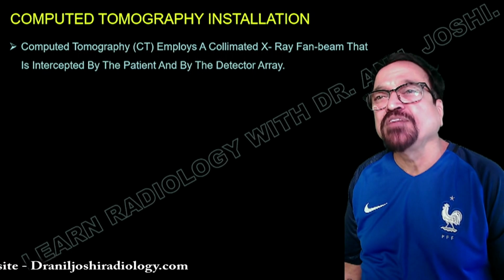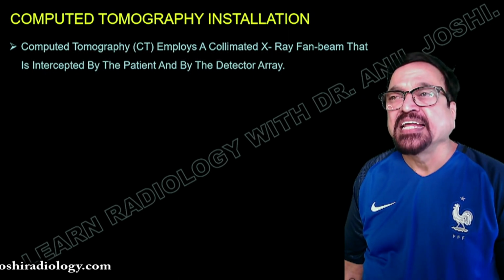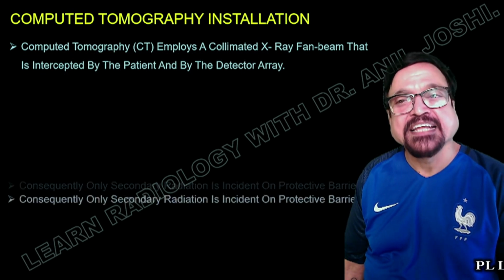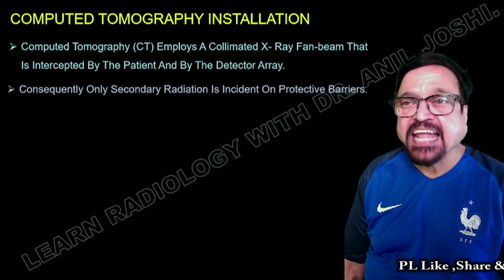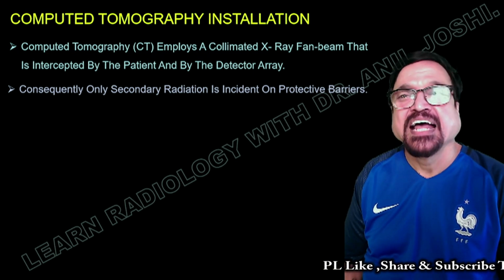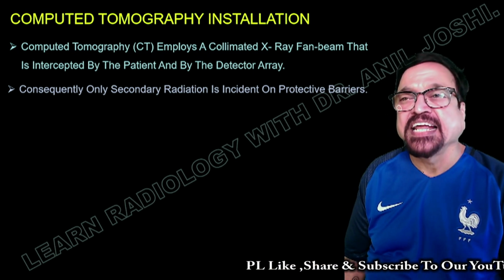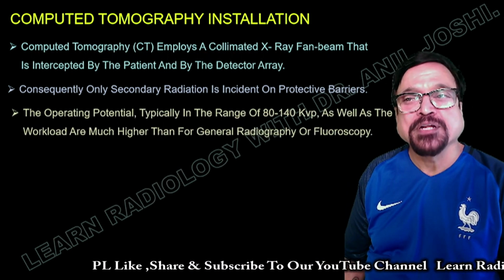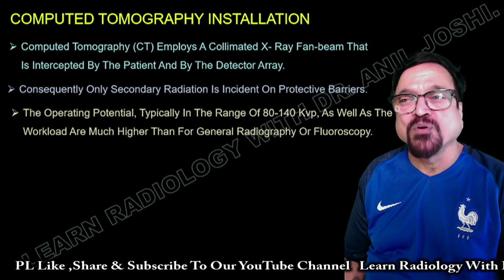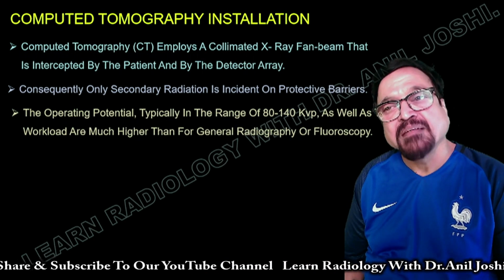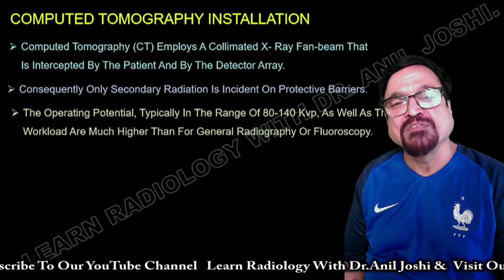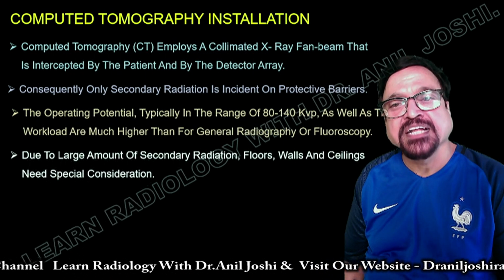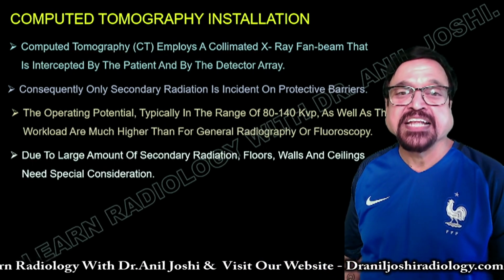Now computer tomography employs a collimated X-ray, that is a fan beam, that is intercepted by the patient and by the detector array. So both the detector array and the patient reduce the radiation and subsequently only secondary radiation is incident on the protective barrier. Now the operating potential is typically in the range of 80 to 140 kV as the workload is much higher than general radiography and fluoroscopy. Here the patients are more, there is quick turnover of the patients, and the radiation we are using is in the range of 140 kV.